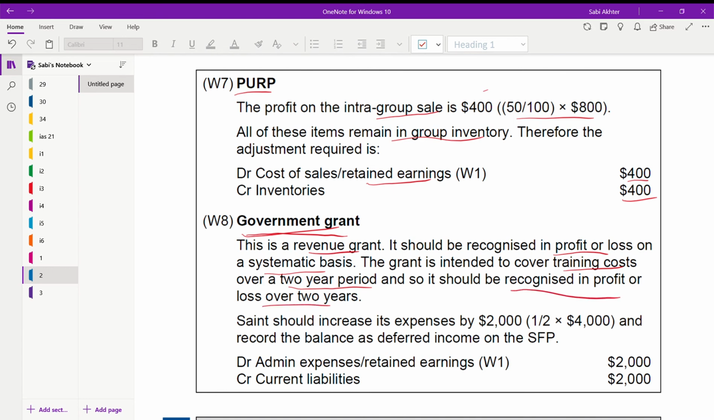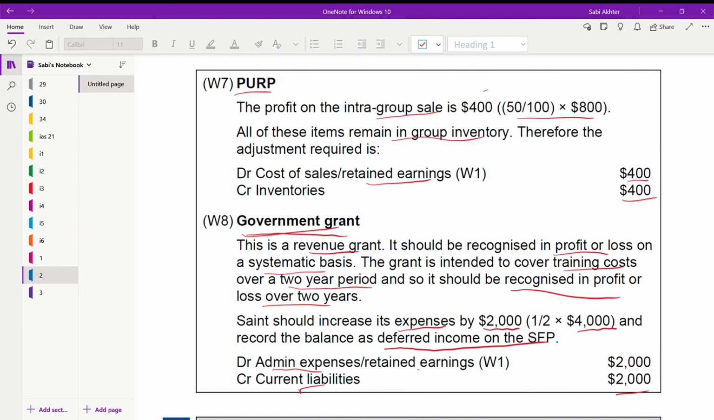You need to divide it by 2. What was the cost? It was 4,000. Divide by 2, that's 2,000. So this will increase the expenses, and you record the balance as deferred income on the statement of financial position. So you debit the admin expense, which reduces the retained earnings, and you credit the current liability by 2,000. It's a current liability. It should not go in the non-current liabilities.